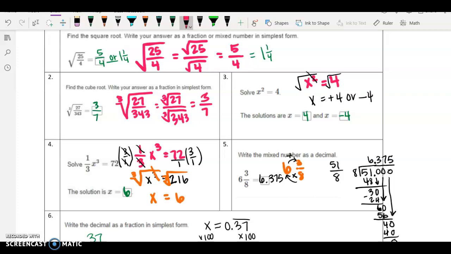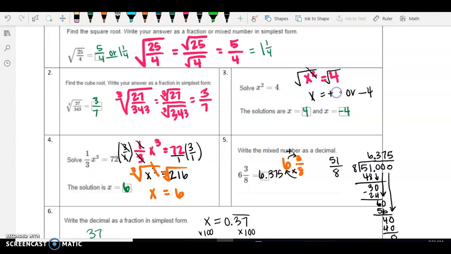Alright, so now we need to solve x squared equals 4. Remember, when we have to take the square root to cancel the exponent, that means that we'll get a positive and negative number. And so the square root of 4 is 2 and negative 2.